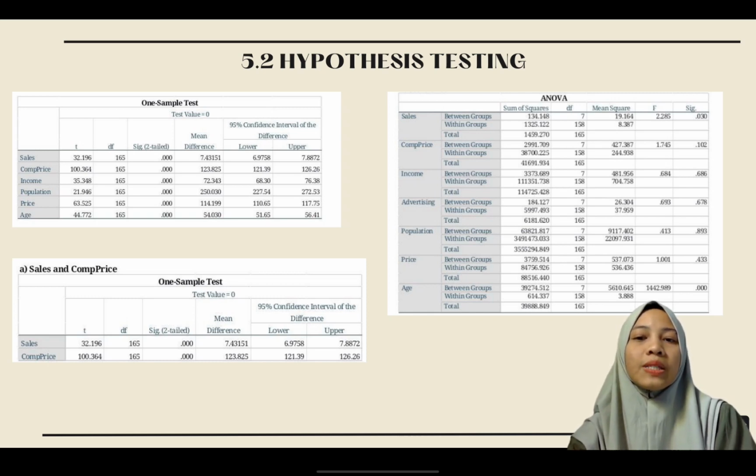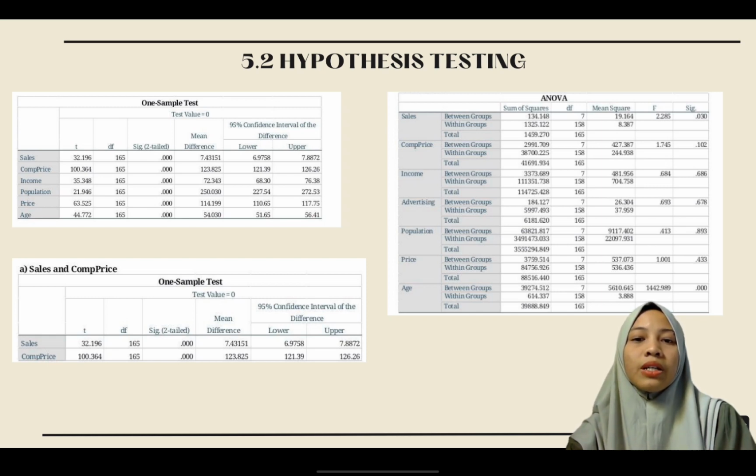So now, I will explain the t-test process first. There are 5 steps in doing the t-test. The example that I use is between sale and comp price that we did in the assignment. The first step is to state the null hypothesis and alternate hypothesis. Step 2 is to state the level of significance. Step 3 is to compute the test statistic.